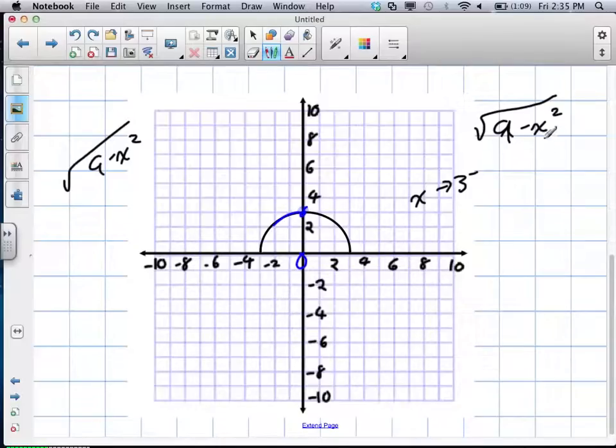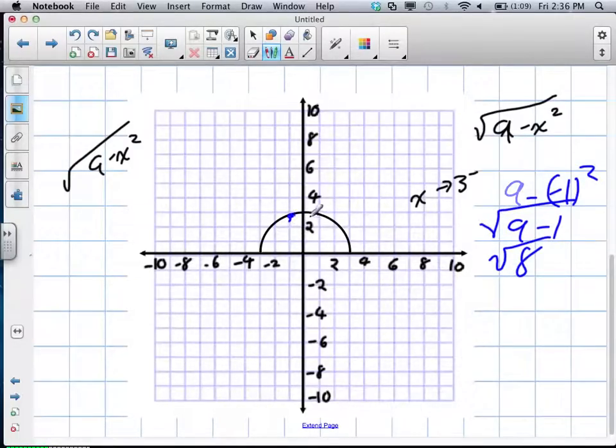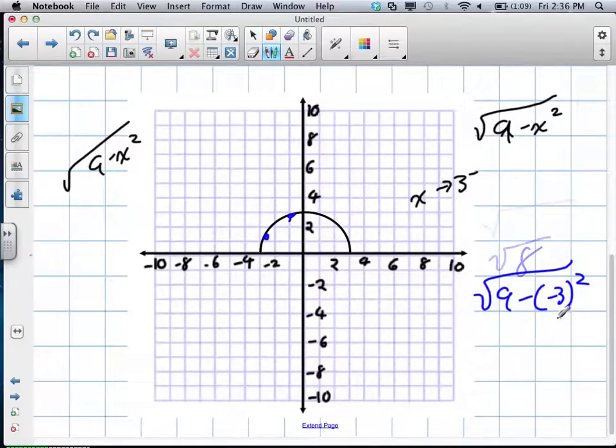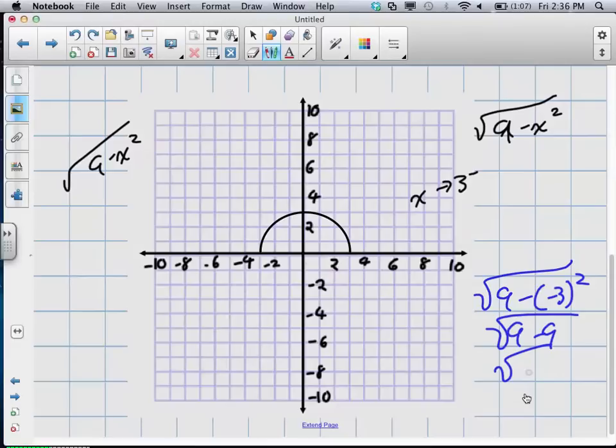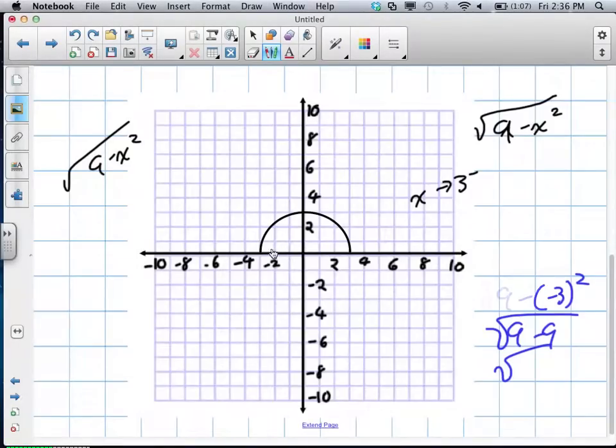Think of, again, the number negative 1. That becomes 9 subtract negative 1 squared. That gives us positive 1, so 9 subtract 1. We're looking at root 8, something over here. Now we're going to get very close to this. In fact, we're going to get to negative 3. 9 subtract negative 3 squared. Negative 3 squared is 9, so we're left with 9 subtract 9, which is 0. Root of 0 is 0. But that's way back here at negative 3.